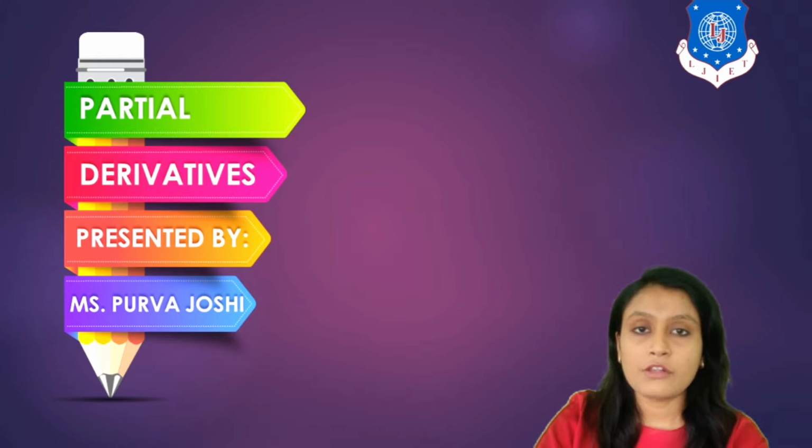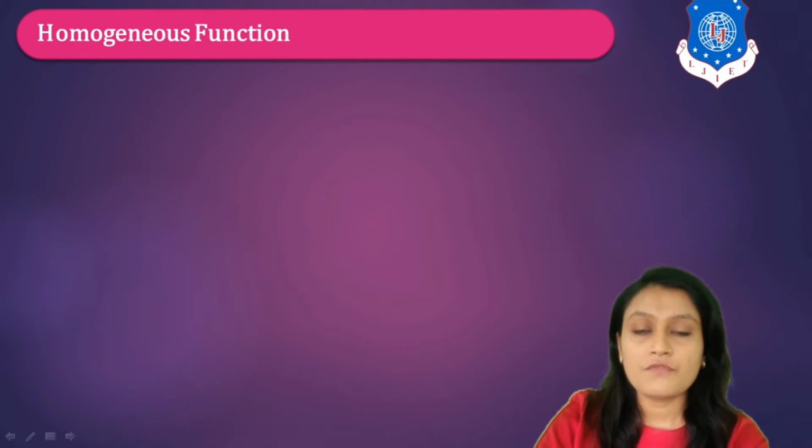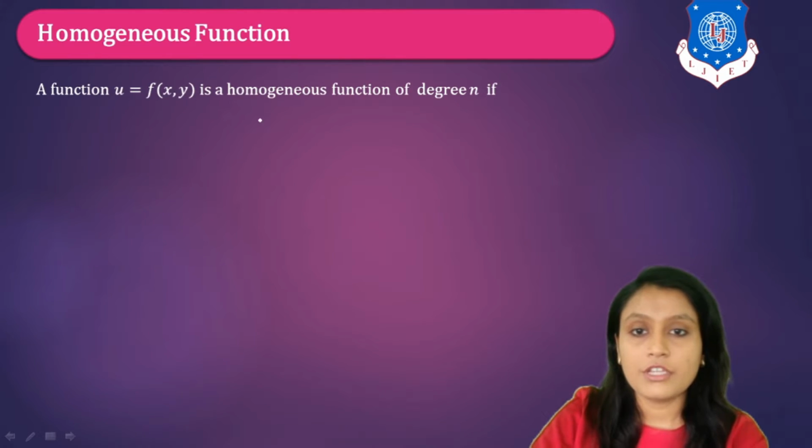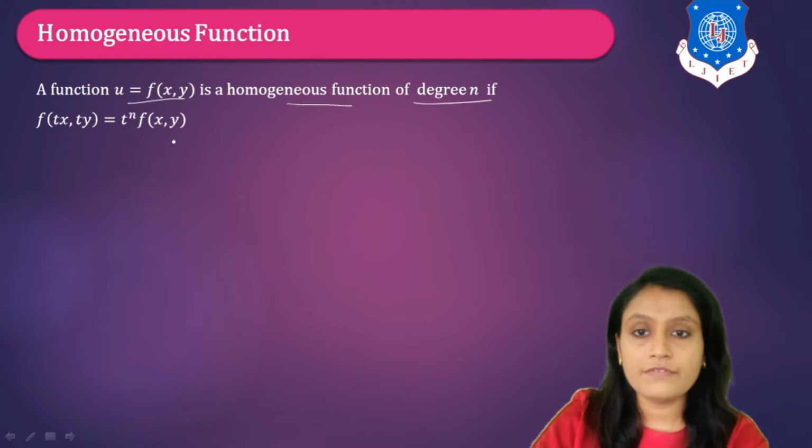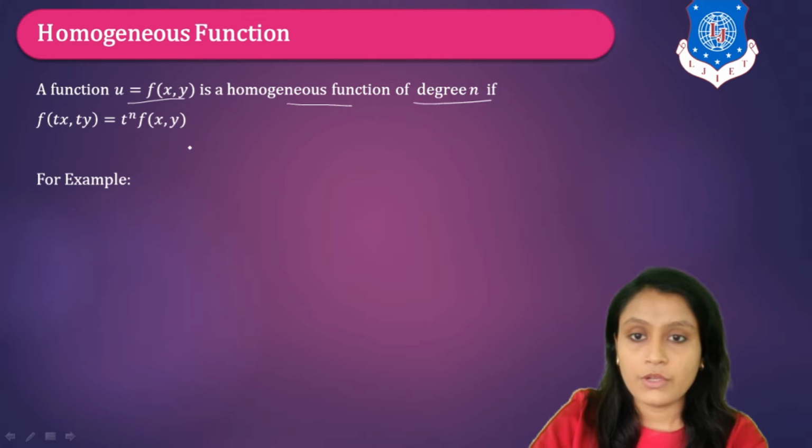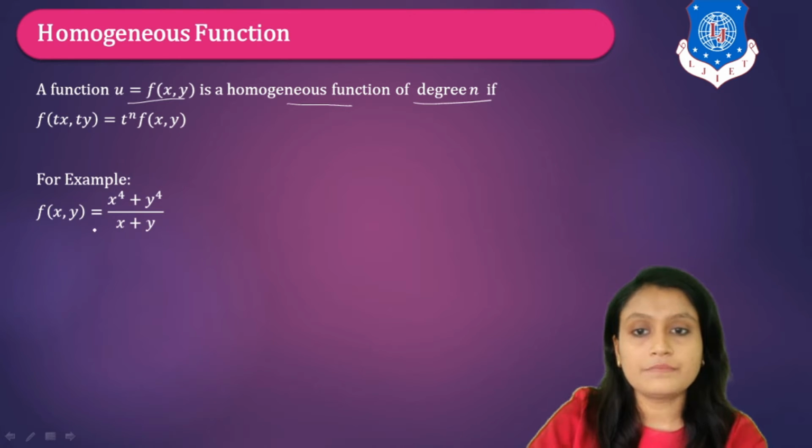Today we are going to solve a few examples of Euler's theorem. So let's begin with the first topic, that is homogeneous function. A function u = f(x, y) is called a homogeneous function of degree n if f(tx, ty) = t^n f(x, y). Okay, so let's see one example.